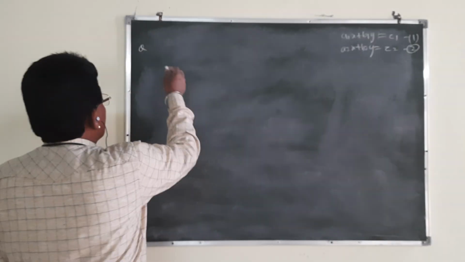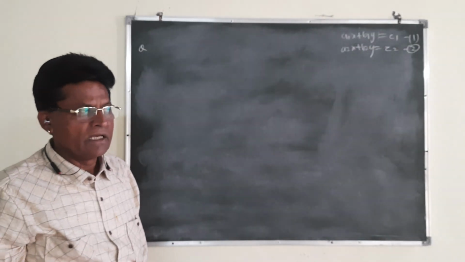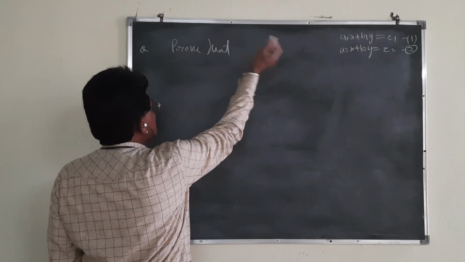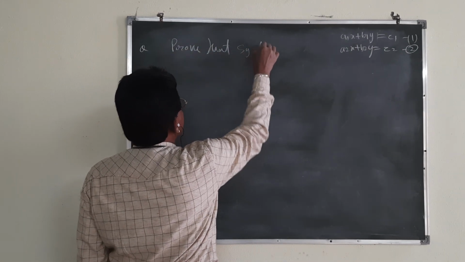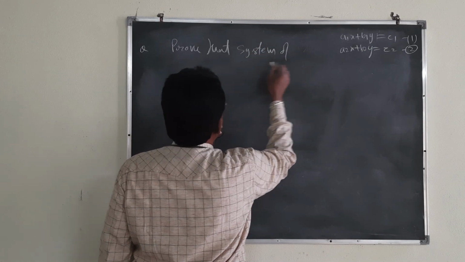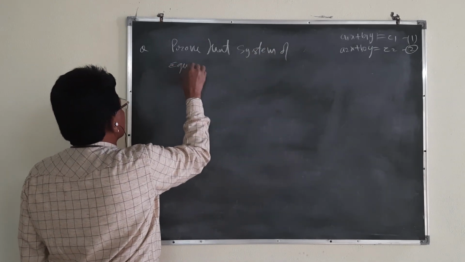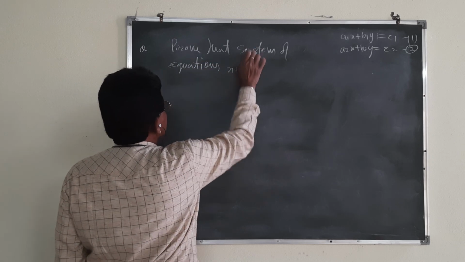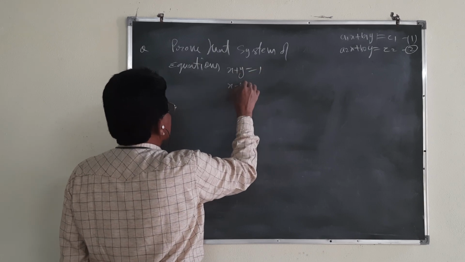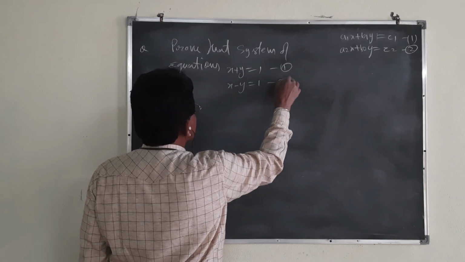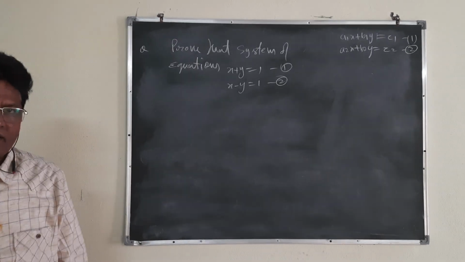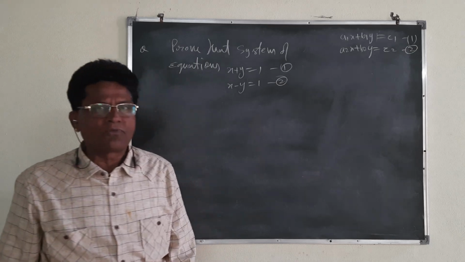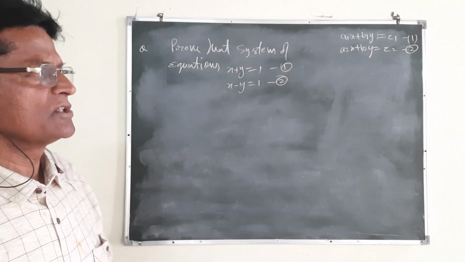Draw the graph or algebraic condition. You will have to prove or show that the system of equations x plus y is equal to 1, x minus y is equal to 1. This is the first equation. I generated the question and you will have to prove what type of solution this system of equations has. Find the solution.